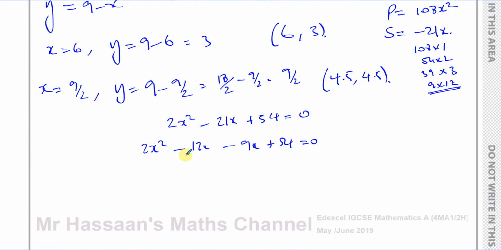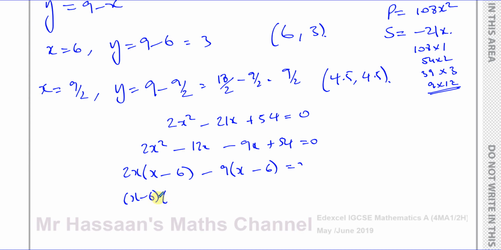So you take out 2x as common in here, so you have x minus 6, and take out negative 9 as common, so you're left with x, and minus times minus is plus, and again 6 equals 0. So you're left with x minus 6, which is a common factor in these two main terms.